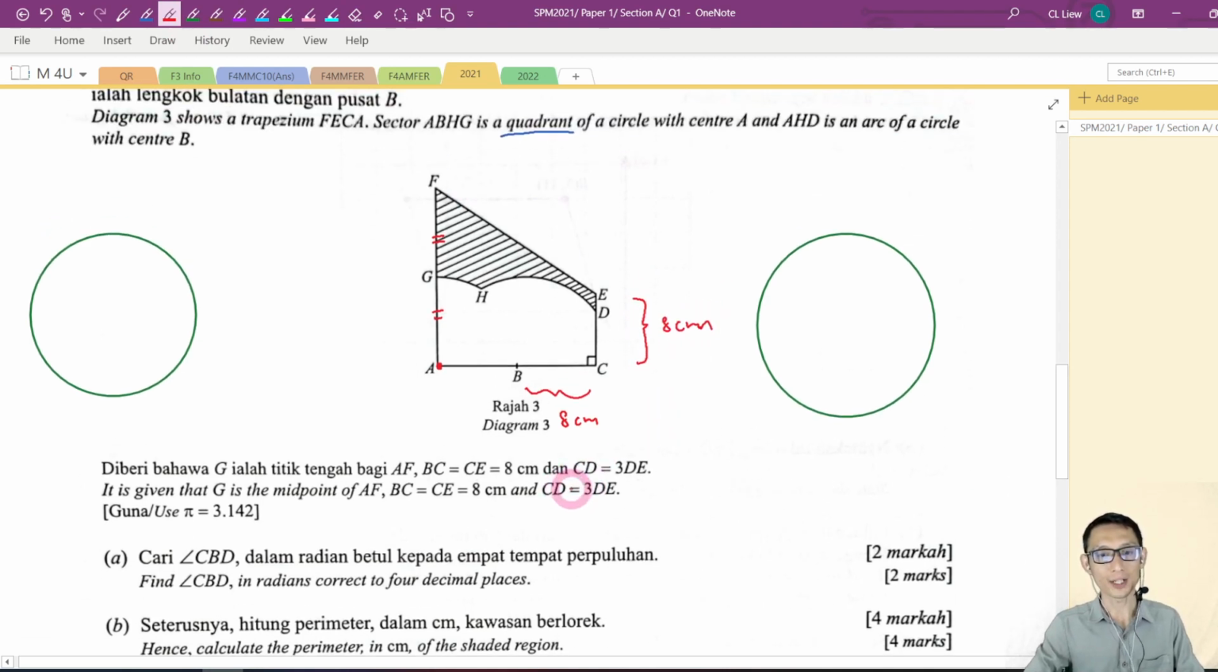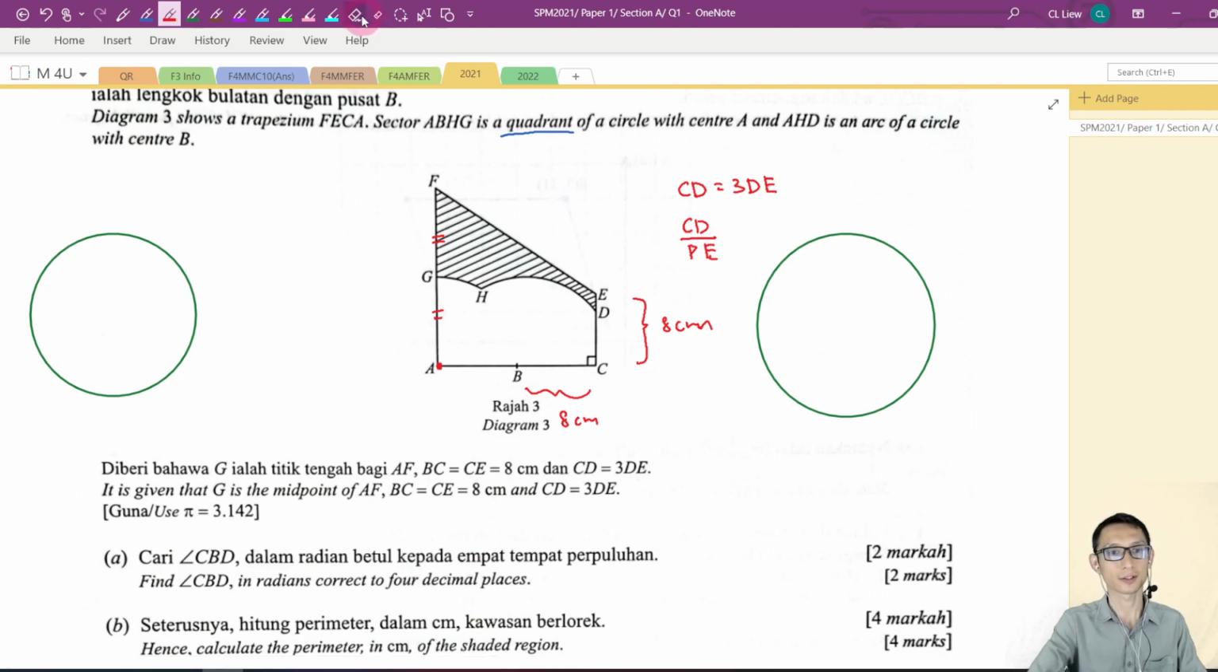And now we know that CD is equal to 3DE. This means that CD over DE is equal to 3 over 1. So this tells us that CD is 3 parts, DE is 1 part. So in total we have 4 parts, right? So 8 divided by 4, you will get 2. Each part represents 2 centimeter. So here 3 parts will be 6 centimeter, and here 1 part will be 2 centimeter.